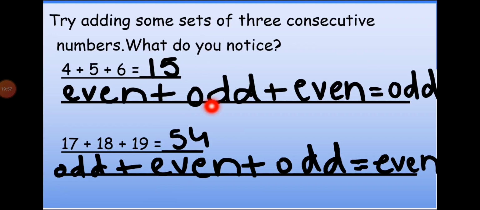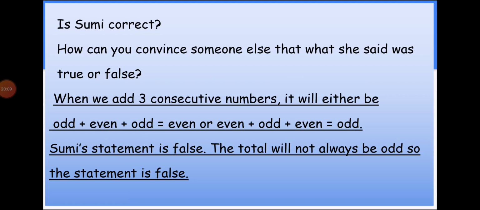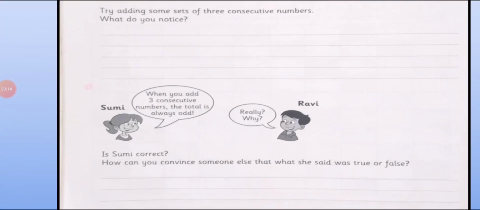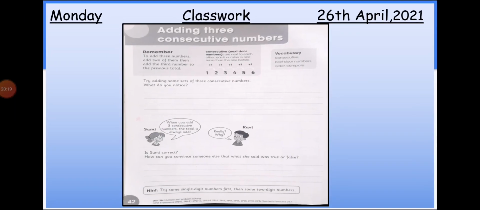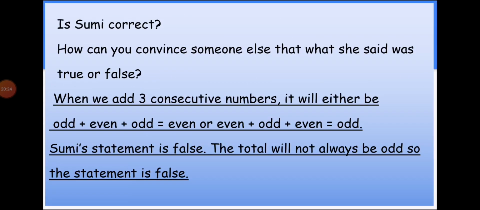So what have you noticed? Even, odd, even, answer is odd. Odd plus odd is equal to even. Odd plus odd, we get even. Even plus odd plus even is equal to odd. So is Sumi correct? Is she correct? When you add three consecutive numbers, the total is always odd. We have investigated here. Is the answer always odd? No. It means she is not correct. She is wrong. How can you convince someone else that what she said was true or false?